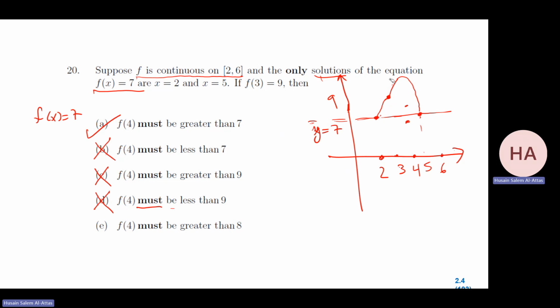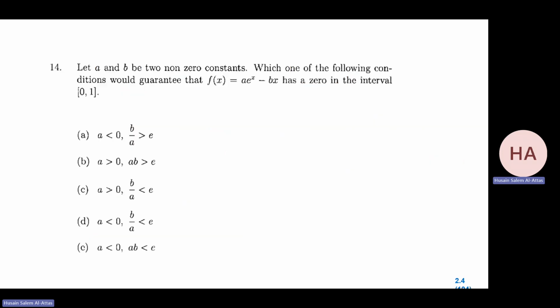Must be greater than 8? No, because if this is 8, I can do something like this, now connect to this, but then I will go like this, where I am less than 8. So this cannot say must. So this is the only solution. This is the last one, which was tricky a little bit.